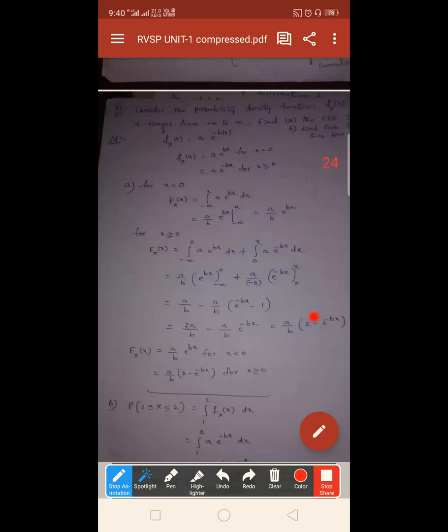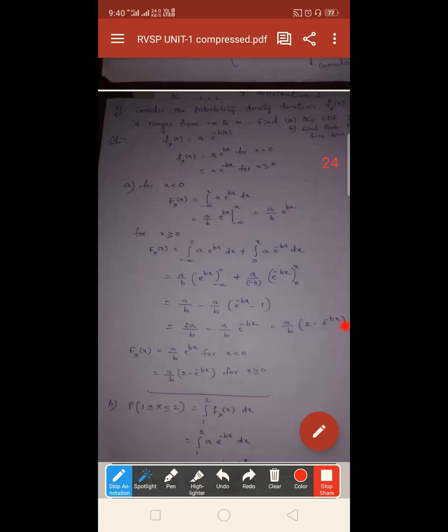Okay, integration of e power minus bx means e power minus bx by minus b. Here we have minus sign for b. That's why you have to write minus b in the denominator. So again minus b is also constant, so you can write it outside and then apply the limits 0 to x. So after solving this, you will get the answer as a by b into 2 minus e power minus bx. That is the answer here.